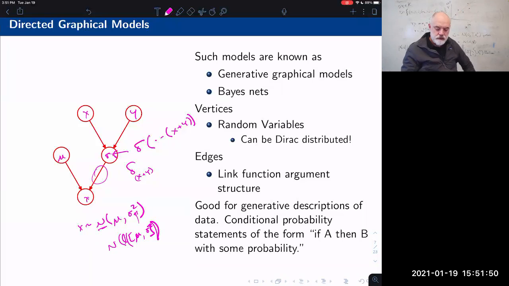So they're good for generative descriptions of data, and as Jason pointed out, often generative descriptions correspond to causal mechanisms, but they don't necessarily need to, and it certainly doesn't. Causal reasoning is very dangerous to think about, because you have to intervene in variables, which means breaking edges and that sort of stuff, and we're not going to talk about that in this course at all. So basically, all of the edges that flow down form statements of like if A, then B with some probability, more or less. Okay.